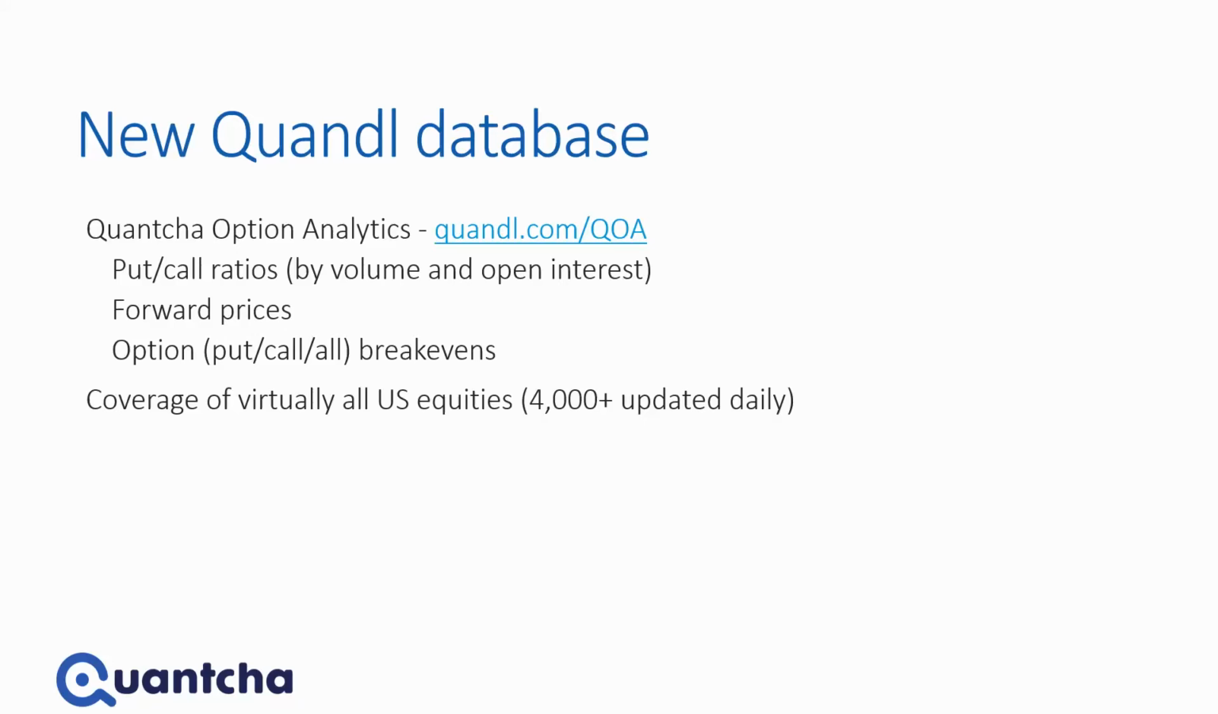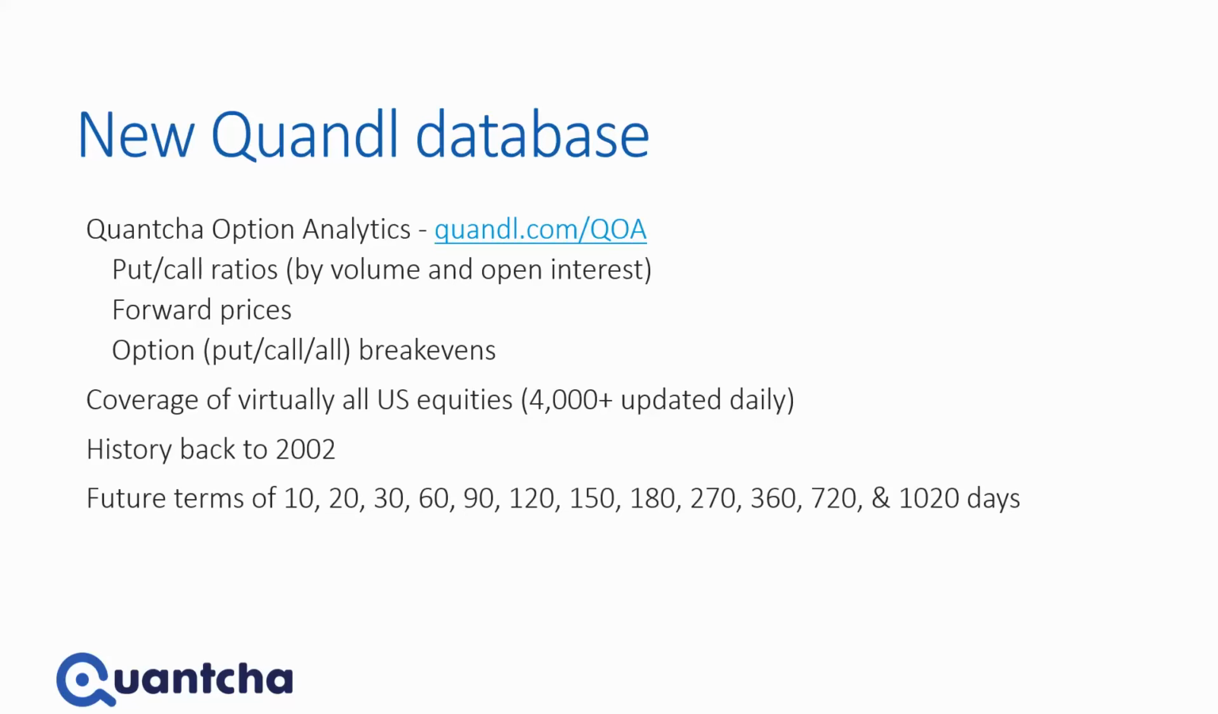Like our volatility database, we cover virtually all US equities that have options. In this particular case, for the option analytics, it's over 4,000 stocks that we're currently updating daily. We also have history that goes back to 2002, which provides you a really rich set of data to work against in order to look at whether it's for machine learning or just eyeballing charts and laying over other data.